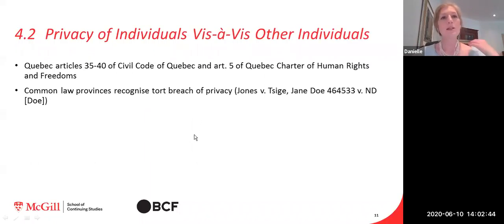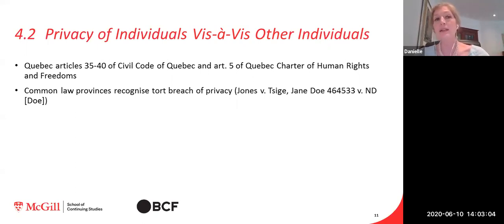Okay. Let's talk about the privacy of individuals vis-a-vis other individuals. This is a really interesting area because it's developing now, and in Canada, especially common law provinces, it's a little late in its development. Quebec, however, has always recognized this, or almost always.